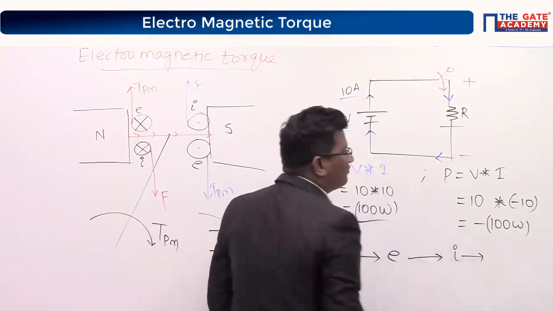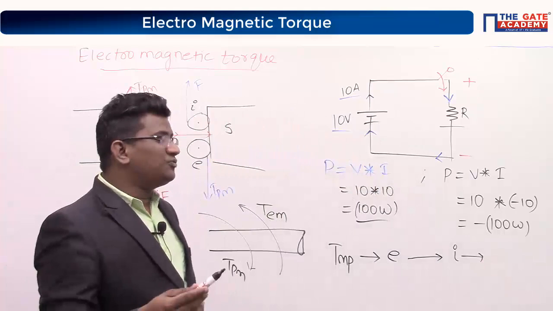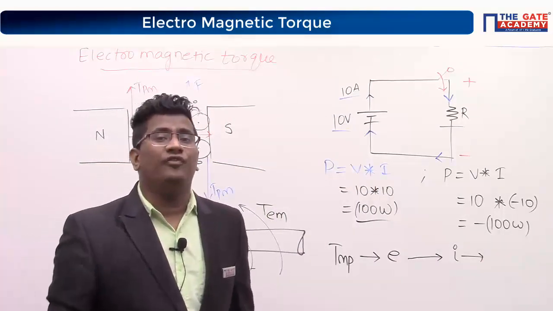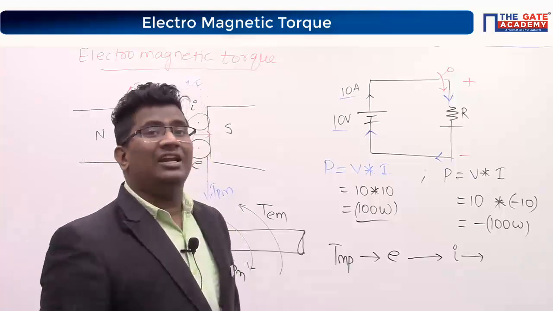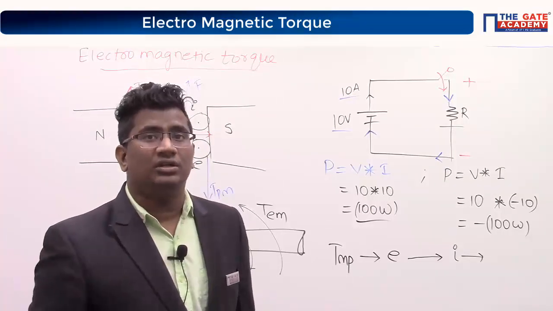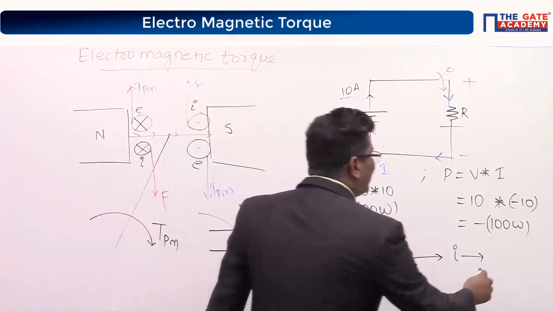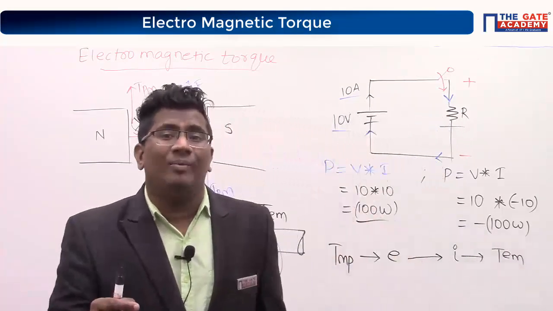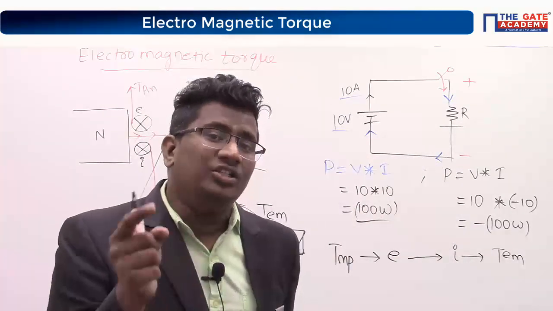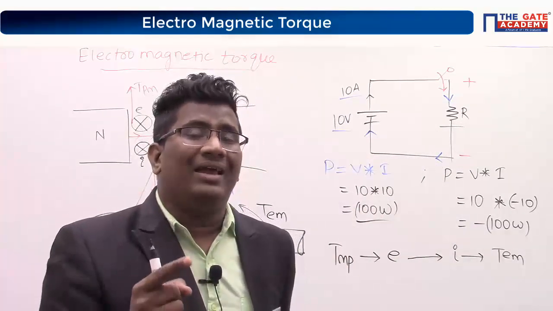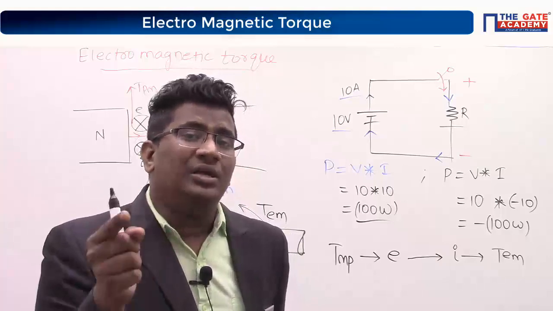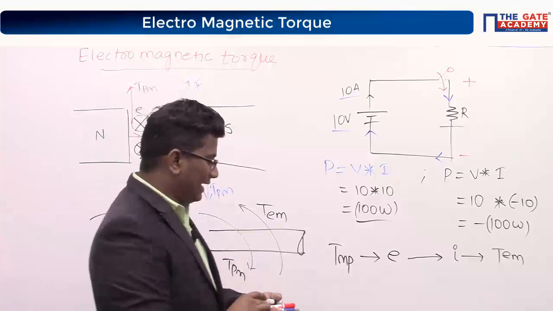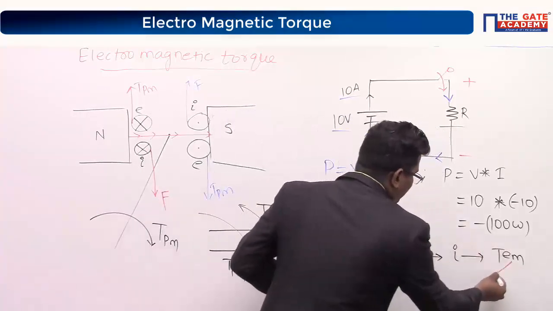This current is producing what? Is that current producing any force or no force? Yes, sir. That force we call electromagnetic torque. Is your electromagnetic torque opposing or supporting? Opposing, right? Sabash. Now you got the point.